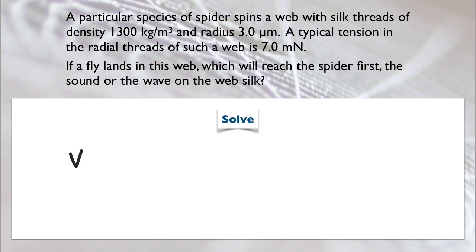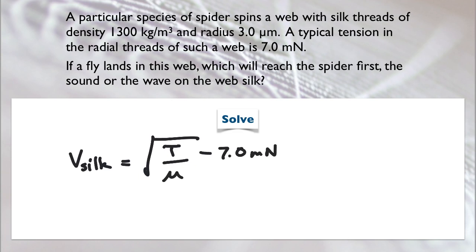We're told the speed of sound on the web silk. That's just the speed of a wave on a stretched string, the square root of T over mu. T is equal to 7.0 millinewtons. Mu is equal to m over L, where m is equal to the density times pi r squared times L, and then I divide by L. Oh, heavens to Betsy. I said to assume a length of 1 meter, but it turns out I don't even need to worry about that, because if I stay symbolic, that actually goes away. And so I have everything in hand that I need. I can put the numbers in.